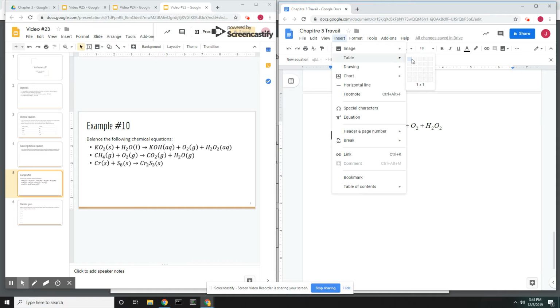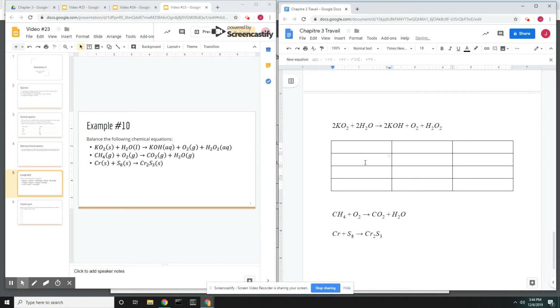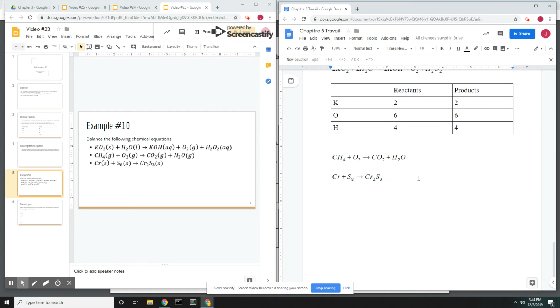There's a way that you can do this. Make yourself a little table. You don't have to do this every time, but this is just a good way to check your work. Just count up how many of each you have. Because I've got the same number in my reactants as I have in my products, I know that I'm balanced. So I'll move on to the next one.